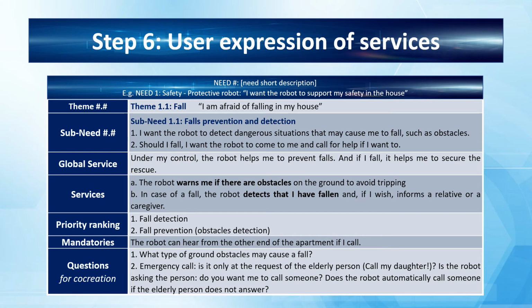You define a theme. On this theme, different sub-needs, a description of the global service, a more in-depth description of the different services, the priority ranking of these different services, so what should be developed first in your project and what next, and what are the mandatories to make these services work, and what are then questions you would want to take to the next phase, to the phase where you co-design with your users. So what are the things that you are not sure about at this point in time but you really want to investigate?